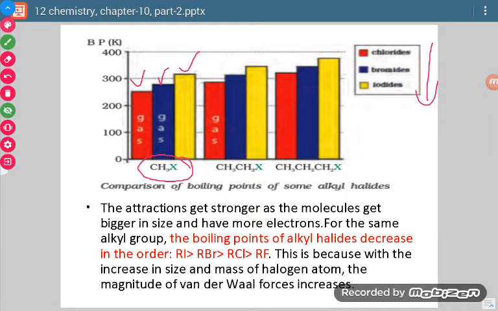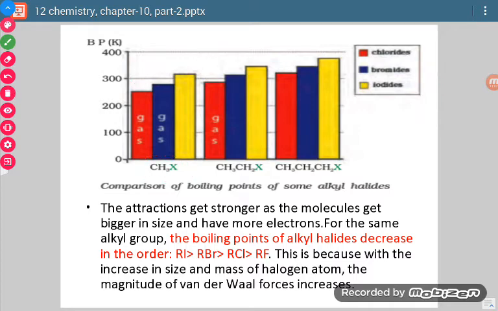Now the attractions get stronger as the molecules get bigger in size and have more electrons. For the same alkyl group, the boiling points of alkyl halides decrease in the order RI is greater than RBr is greater than RCl is greater than RF. So what does it mean? If the alkyl group is same but the halo group has higher mass, then that alkyl halide will have a higher value of boiling point. This is what we compared above.